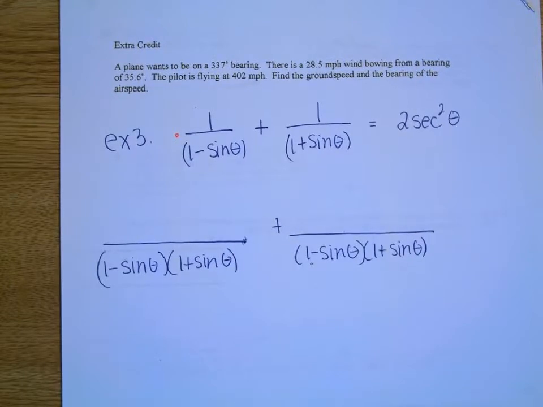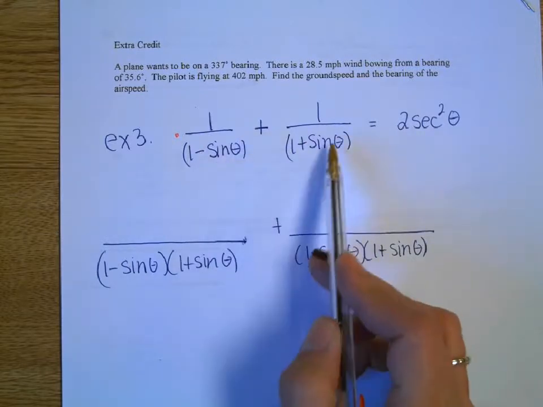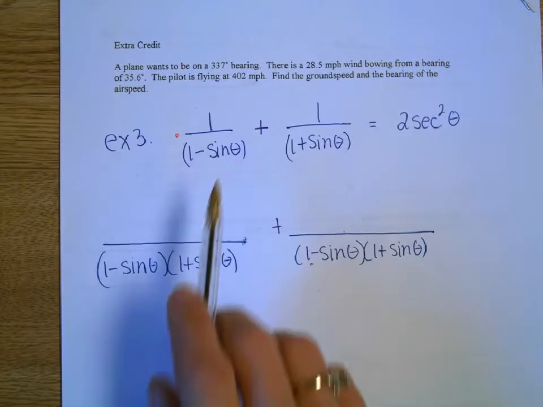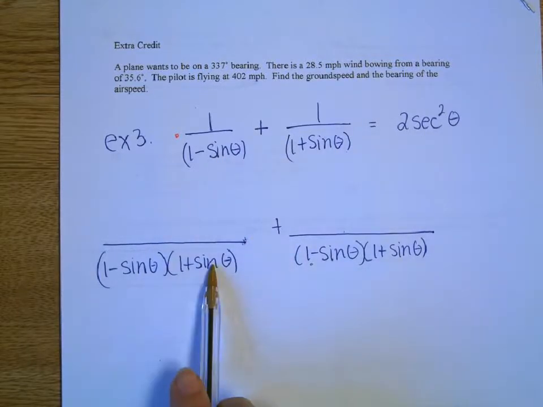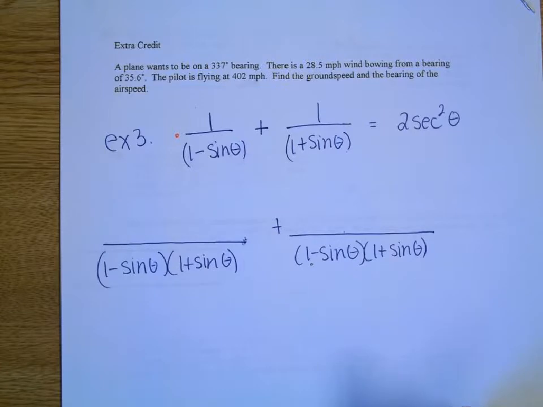How did I get that? I made a common denominator. If you were listening, I said to get a common denominator, you take each denominator and multiply them together. So I wrote this one times this one as my common denominator. Now I've got to figure out the numerators. Does that always work? Always. Multiply the two together. That will be your common denominator.